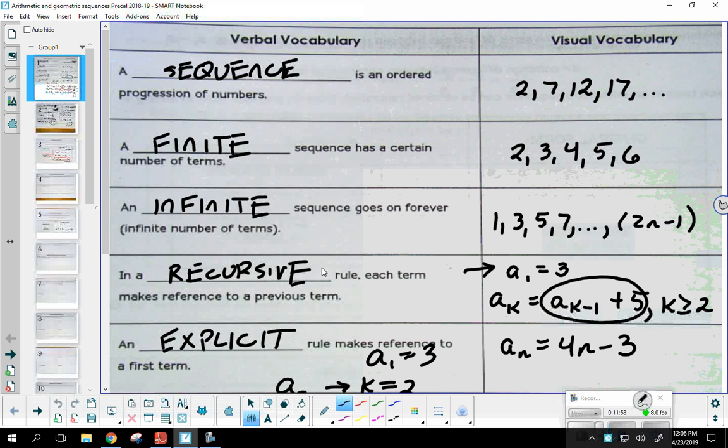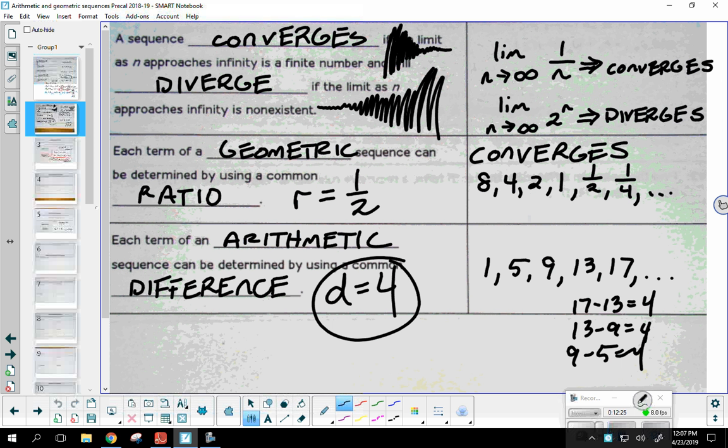Explicit. Now, recursive depends on knowing the previous term. So if I wanted the 15th term, I would have to know what the 14th term was. So basically, I would need all the terms 1 through 14, and then I could get 15. But if I have an explicit formula, I can immediately jump to that 15th term, whatever term number that I'm looking for.